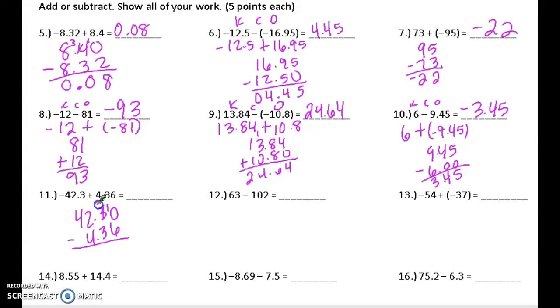I have to borrow. 10 minus 6 is 4. I can't take 3 from 2, so I borrow again. 12 minus 3 is 9. Bring down your decimal. I have to borrow again to make that 11. 11 minus 4 is 7. And bring down our 3. The number on top, the number with the highest absolute value, is negative, so my answer is negative. Negative 37 and 94 hundredths.